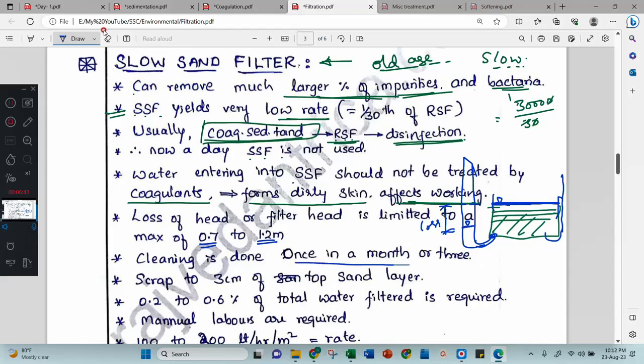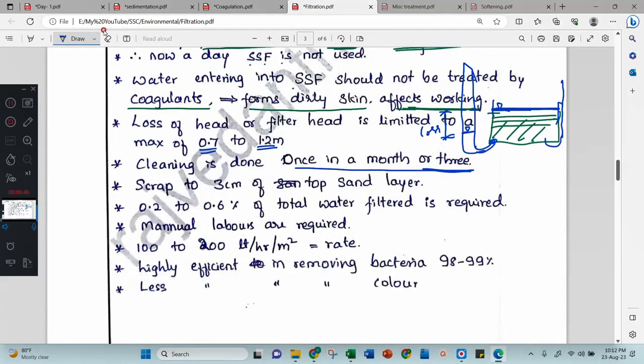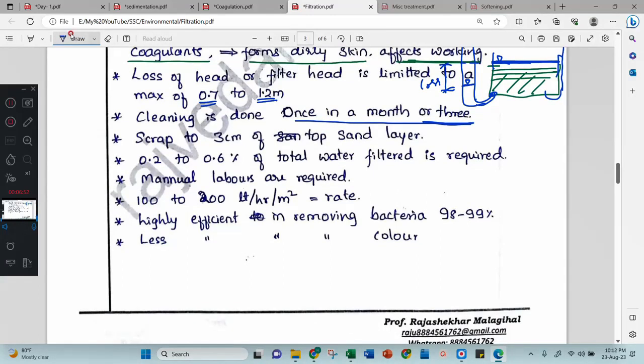Cleaning is done once in a month or thrice, once in a month or three months. Cleaning is done very late. That's why it is very good, because lazy people can adopt this slow sand filter; once in three months you can come and clean it. Scrape up to 3 centimeter of the top sand layer. 0.2 to 0.6% of the total filtered water is required for washing. Very small amount of water is required to clean the filtration. Manual labor is required. You can consider it a merit or demerit.